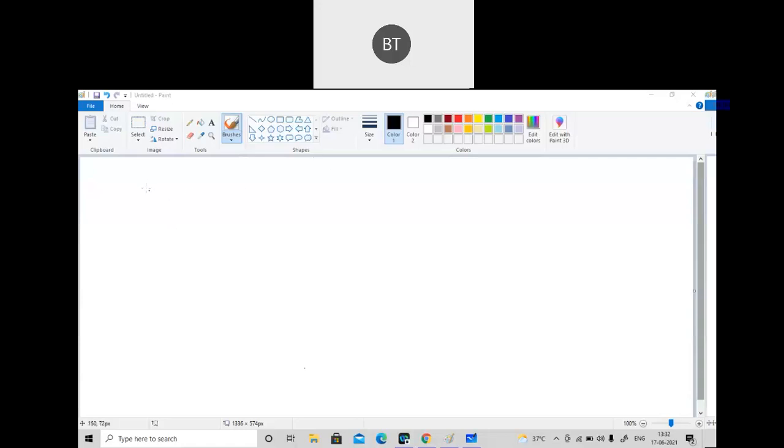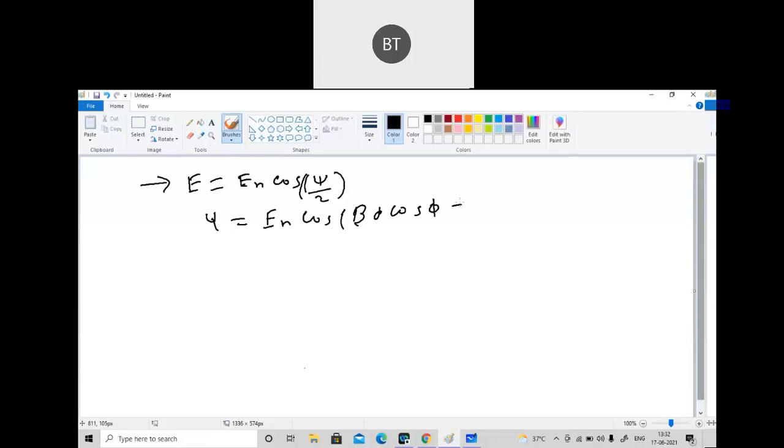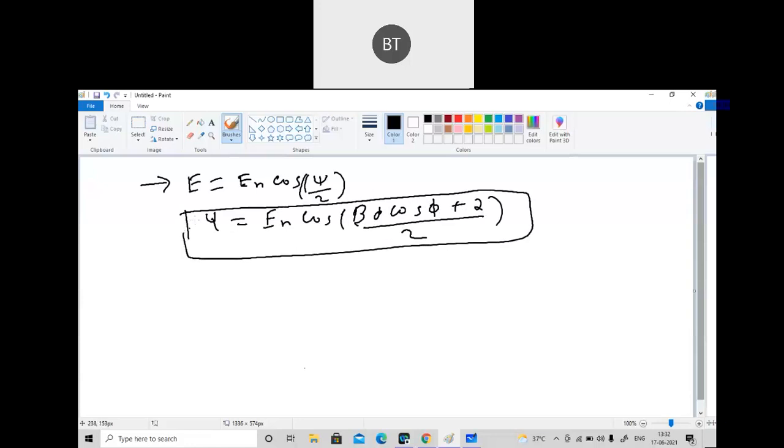So in the last session, we have seen the formula for the array factor, which is equal to En cos psi by 2. So this is a very important formula. So derivation might come. So here psi will be equal to beta d cos theta plus alpha. So this is the formula which I have derived in the last class. So based on this, we will see one numerical. Actually this numerical has been asked in the GATE paper. So let's see how we are discussing this numerical.